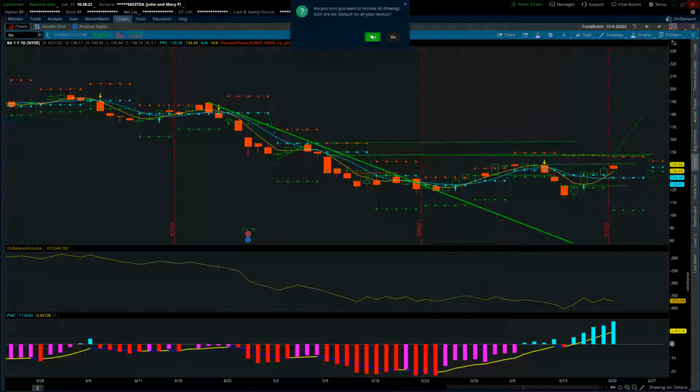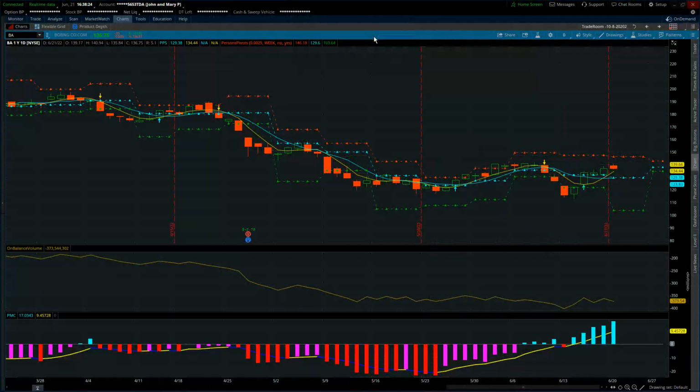Clear drawing set. Here we go. So if you're looking for a bullish convergence, I'm looking for a product that might make a newer closing low against a prior swing closing low.